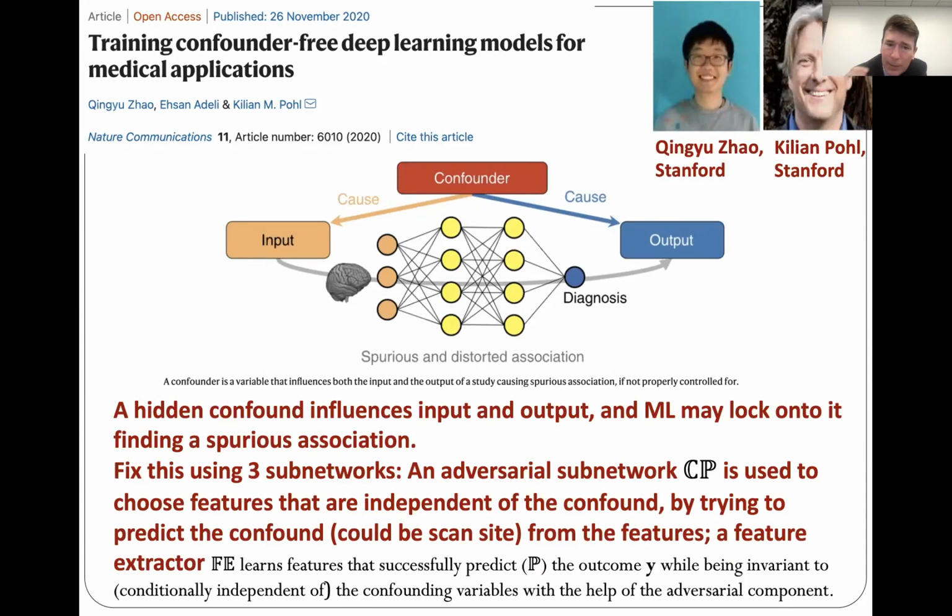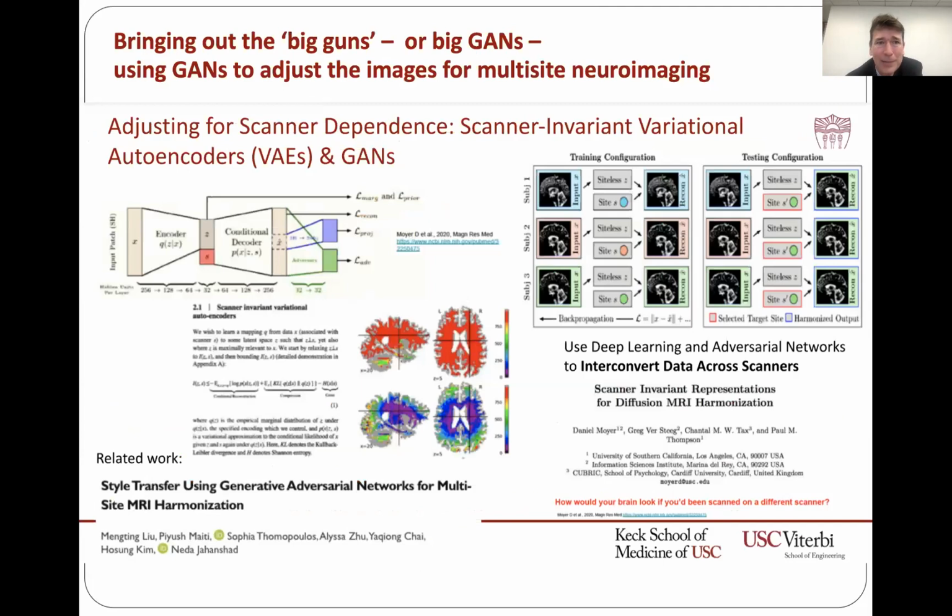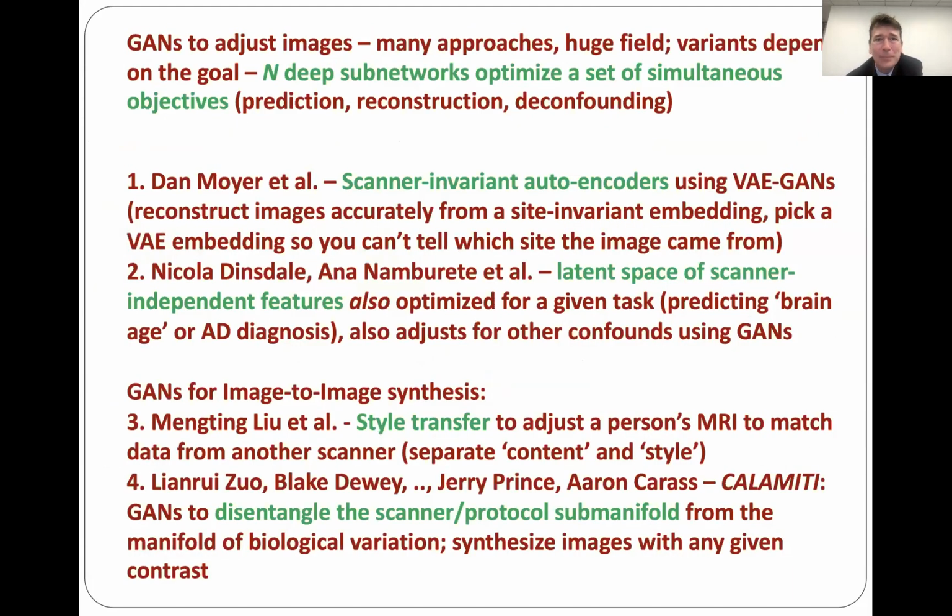So they developed an adversarial framework with 3 subnetworks. One subnetwork chooses features that are independent of the confound by trying to predict the scan site, in this instance, from the features. And then a feature extractor is used for the main task that predicts diagnosis at the same time while being invariant to the site where the data was collected. So these big guns, or big GANs, so to speak, have been used in a variety of scenarios to correct even raw image data for site effects. And we'll talk a little bit about these.